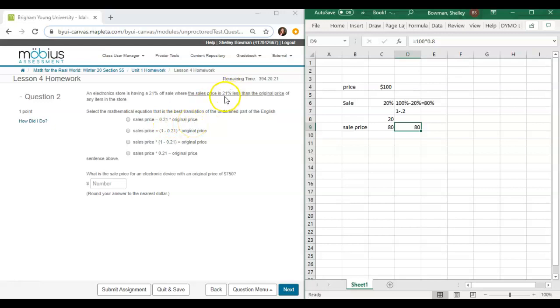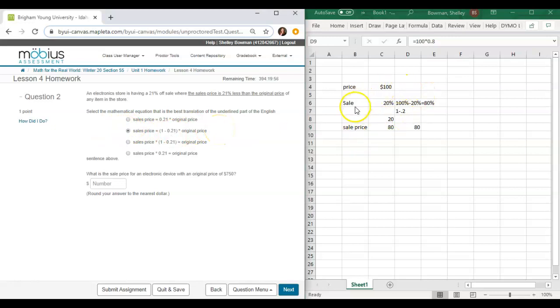That doesn't match. This is 21% less than. So ignore this one, and this is the only one so far left that could possibly be our equation. The sales price equals 100% minus 21% times the original price. 100% minus 21 gives us our 79% times the original price, because we're only going to be paying for 79% of it, and that's our equation right there.